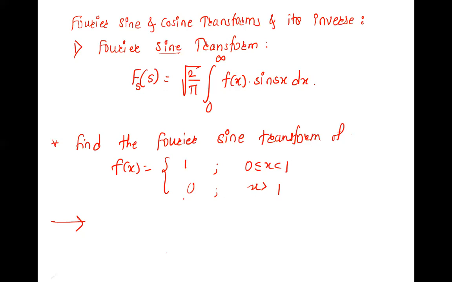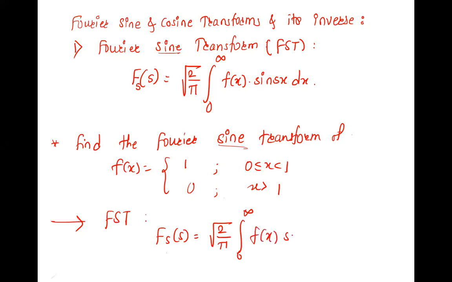Fourier sine transform, not just Fourier transform, Fourier sine transform, right? So we know the definition of Fourier sine transform. As a short form you can write FST. It is defined as Fs of s equal to root 2 by pi, integration 0 to infinity f of x into sine sx dx.